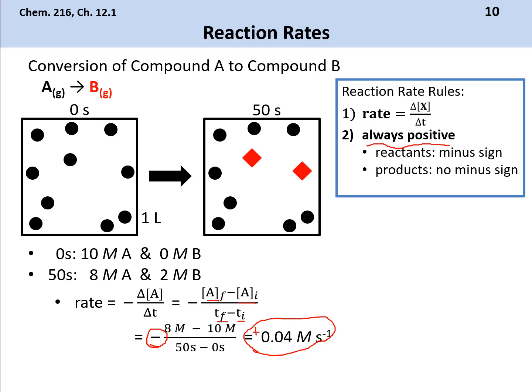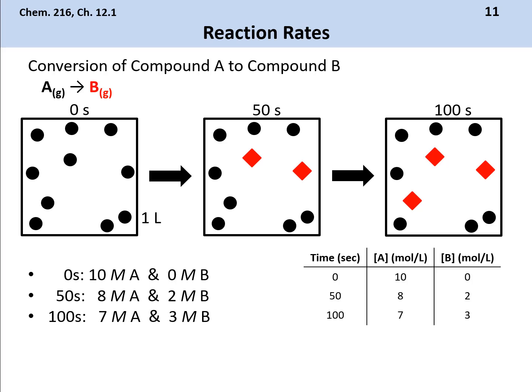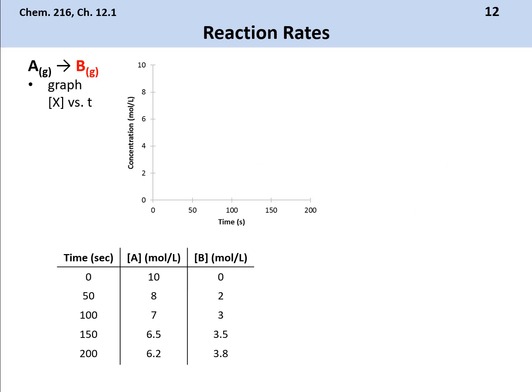Let's keep on going. Let's say we go another 50 seconds, and now I have 7 and 3. Then another 50 seconds, I have 6.5 and 3.5, then 6.2 and 3.8. So my A is decreasing and my B is increasing. Now I have this data, and I can go ahead and plot it.